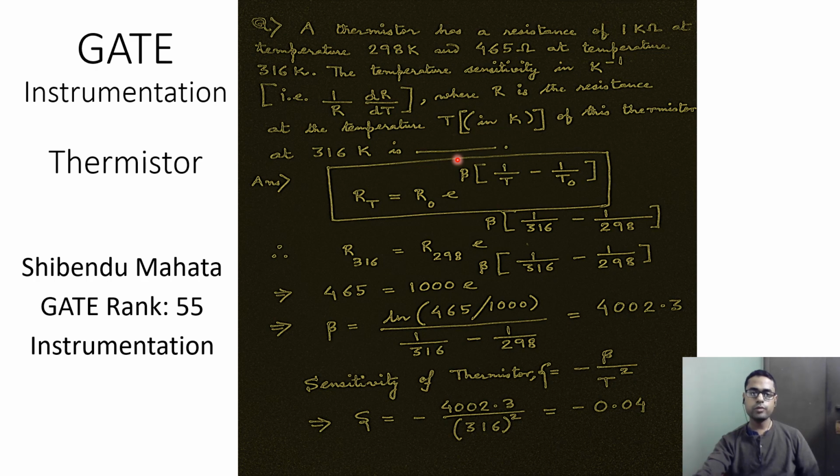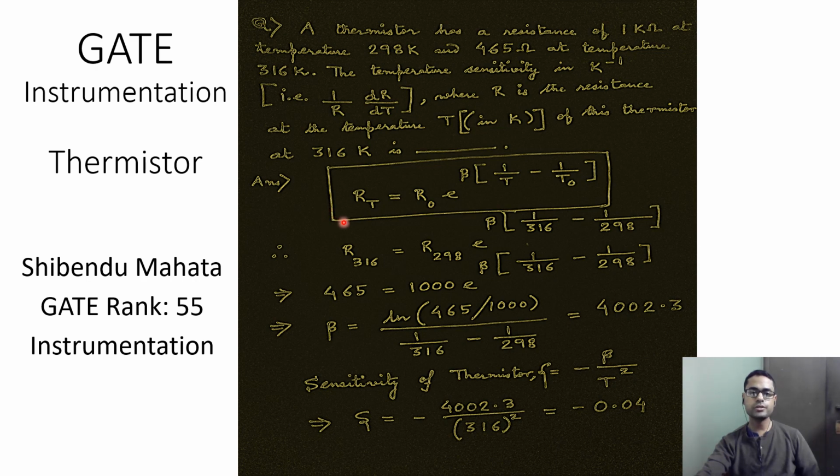So basically they want to find out the sensitivity of the thermistor at exactly 316 Kelvin, and we know from our understanding of thermistors that the sensitivity is a dynamic one. That means for point to point in the temperature scale, the sensitivity will vary. So the problem is pretty simple. All we have to do is remember the basic concept of the resistance versus temperature profile of the thermistor, and it is governed by this particular equation.